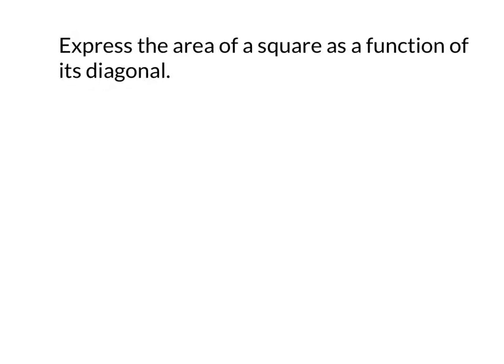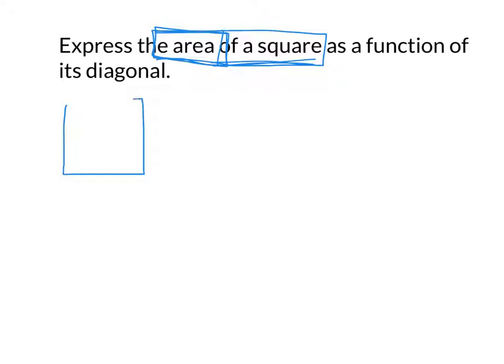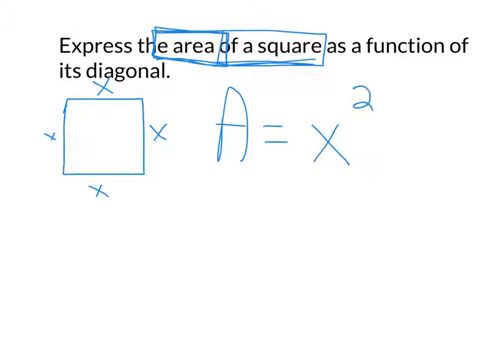So we're being asked to express the area of a square as a function of its diagonal. So first things first, we want to have an area equation. That's our job: to write an area equation for a square. So that's where we start, area for a square. Here's our nice square. All the sides are x in a square. And the area formula for a square is x times x, which is x squared.